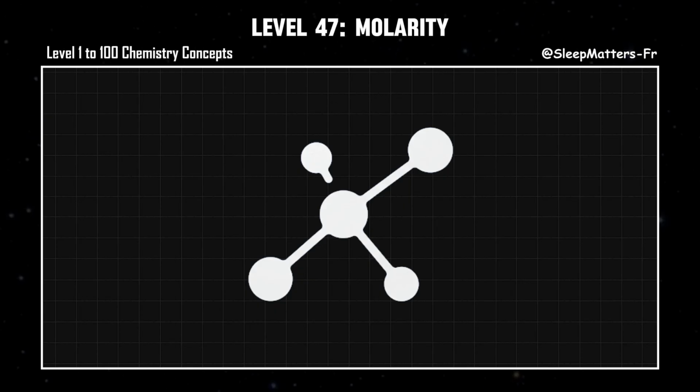Level 47. Molarity. Molarity is one of the most common ways to express concentration in chemistry. It tells us how many moles of a substance are present in 1 liter of a solution. A mole is a number that chemists use to count particles like atoms or molecules. 1 mole is a very large number, about 6 followed by 23 zeros. But using moles helps make big numbers easy to work with in chemical equations.